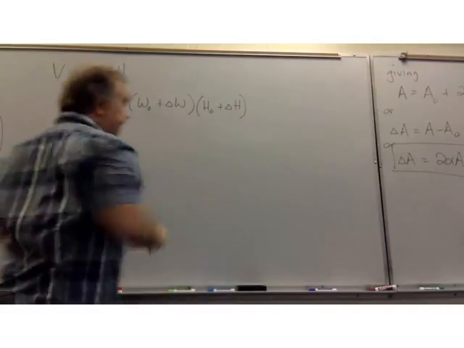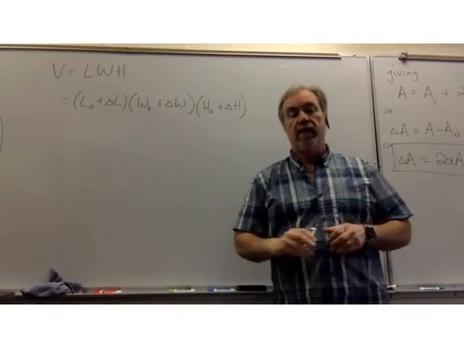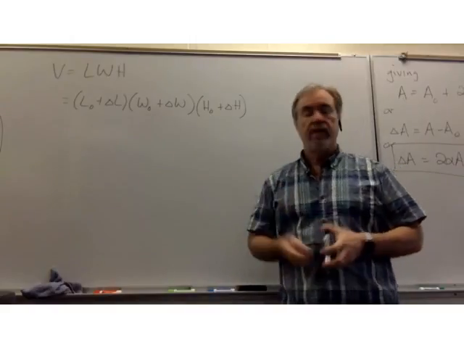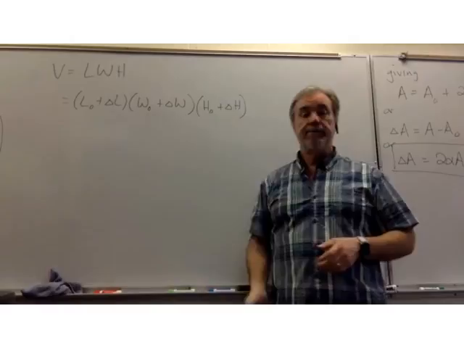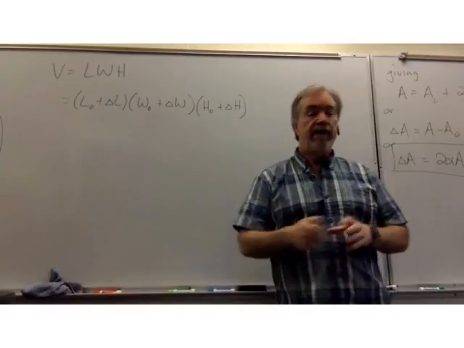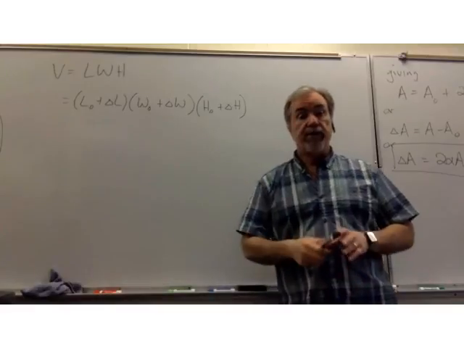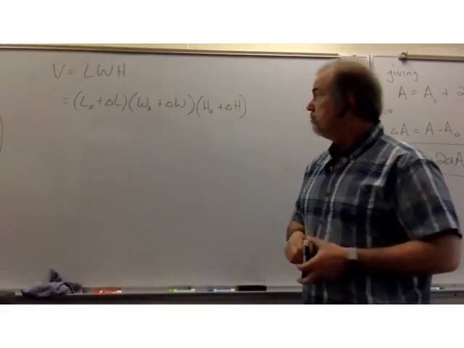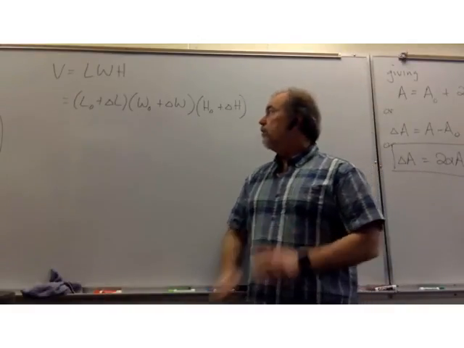And then for each of the delta L, delta W, delta H, I would write in alpha times L naught times delta T, alpha times W naught times delta T, alpha times H naught times delta T, and on and on and on. And then I've got a product of 3 binomials, and so that's going to end up being lots of terms, right? And so what is this?